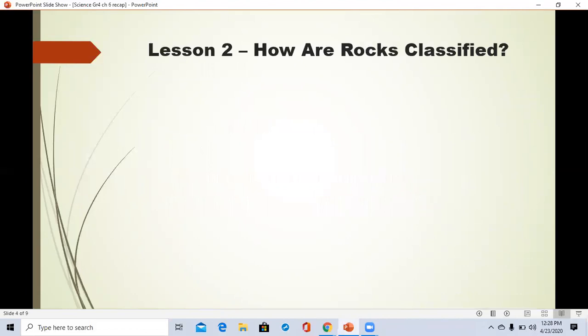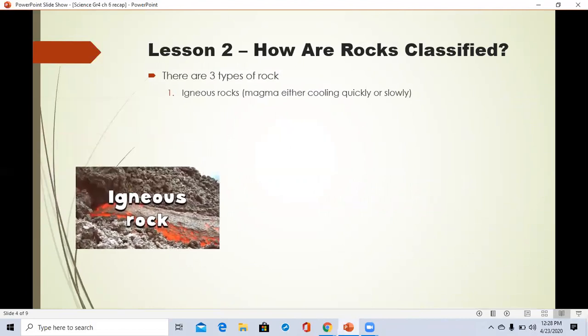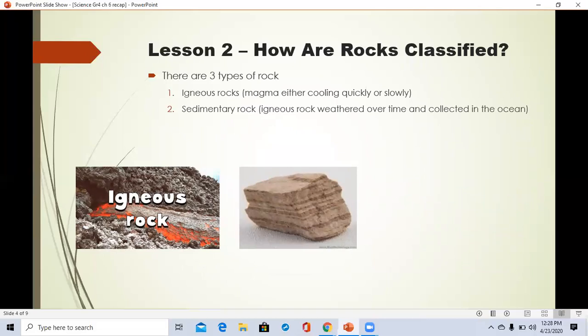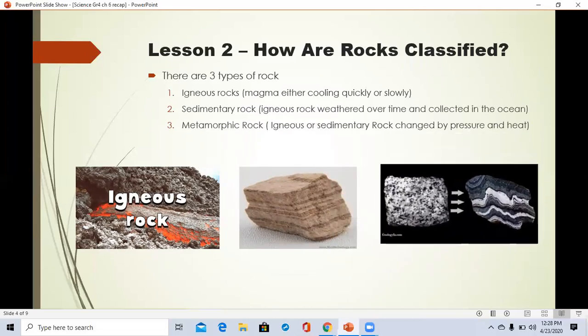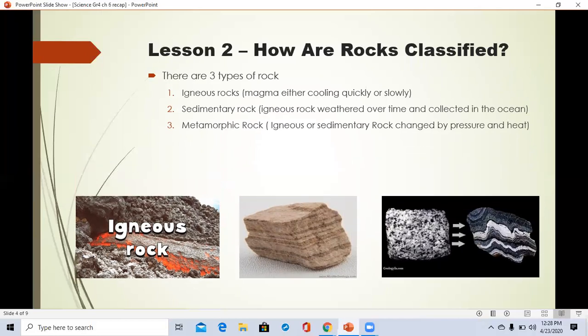So lesson number 2 is how rocks are classified. There are 3 types of rocks. First of all, we get igneous rock, which comes directly from magma that either cools very quickly or very slowly. Secondly is sedimentary rock, which has layers of sediments on it. And thirdly is metamorphic rock, which has been changed due to Earth's heat and pressure.